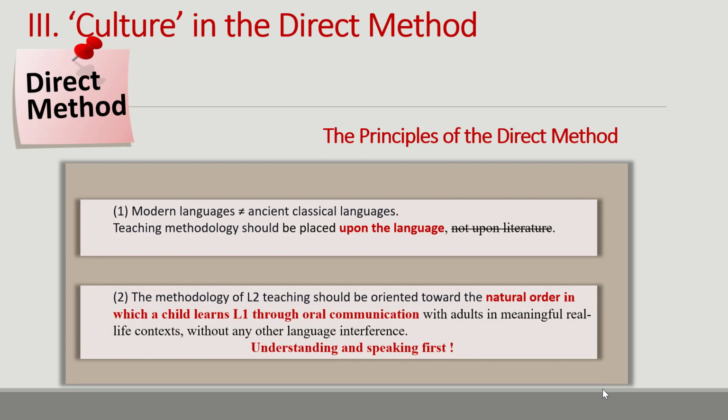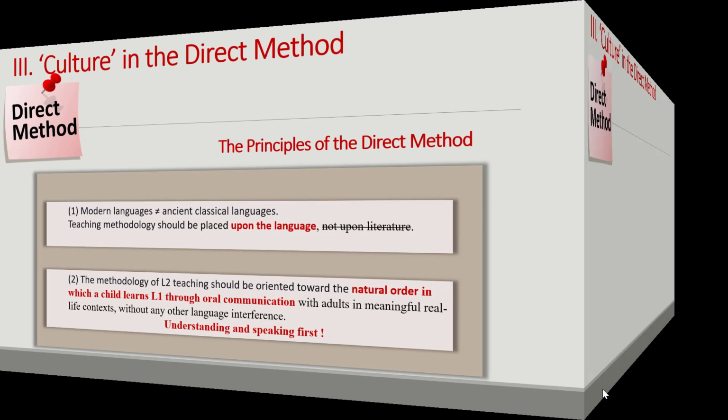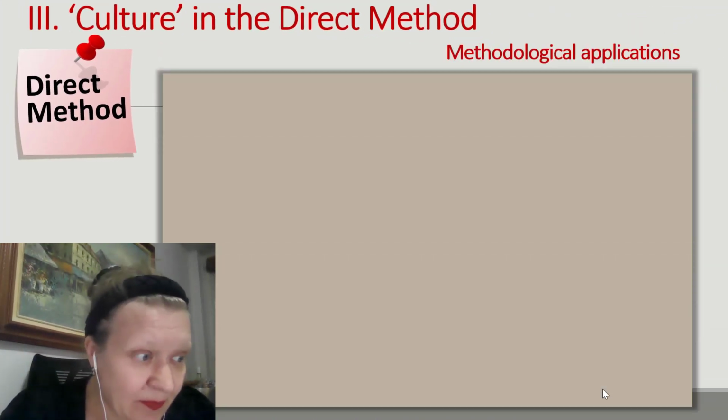Also, the methodology of second language teaching should be oriented towards a natural order in which a child learns her mother tongue. That is, through oral communication with adults that takes place in real life context without any other language's interference. A child learns how to understand and speak first, and then how to read and write. This orientation to natural second language learning entailed the following pedagogical applications.